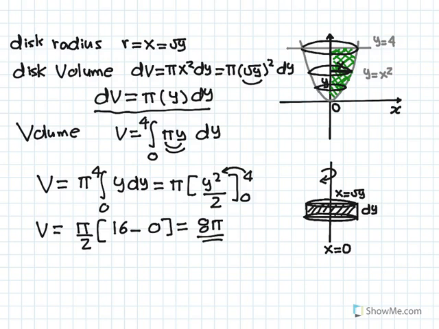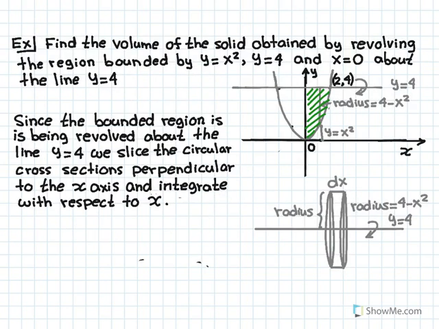All right, so now the next question is find the volume of the solid obtained by revolving the region y equals x squared, y equals 4, and x equals 0. This is the same region as we had before. But now we're not revolving about the y-axis, which is what we did in the last question. We're revolving this about y equals 4.